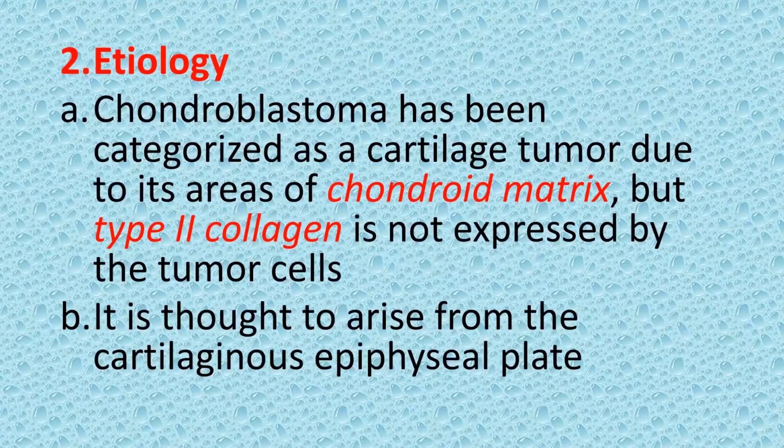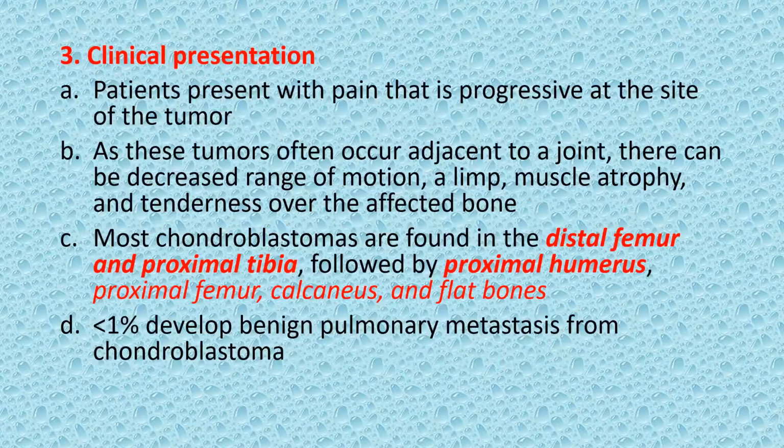Chondroblastoma has been categorized as a cartilage tumor due to its areas of chondroid matrix, but type 2 collagen is not expressed by the tumor cells. It is thought to arise from the cartilaginous epiphyseal plate. Patients present with pain that is progressive at the site of the tumor. As these tumors often occur adjacent to a joint, there can be decreased range of motion, a limp, muscle atrophy, and tenderness over the affected bone.